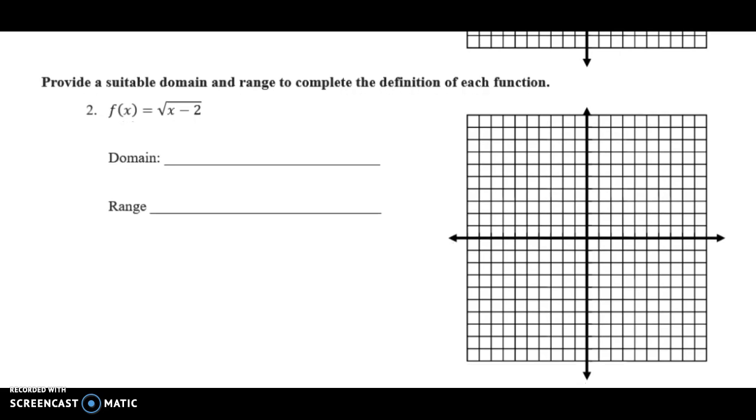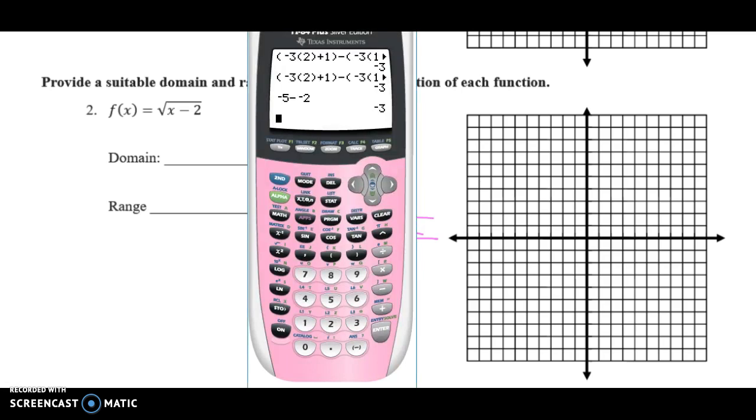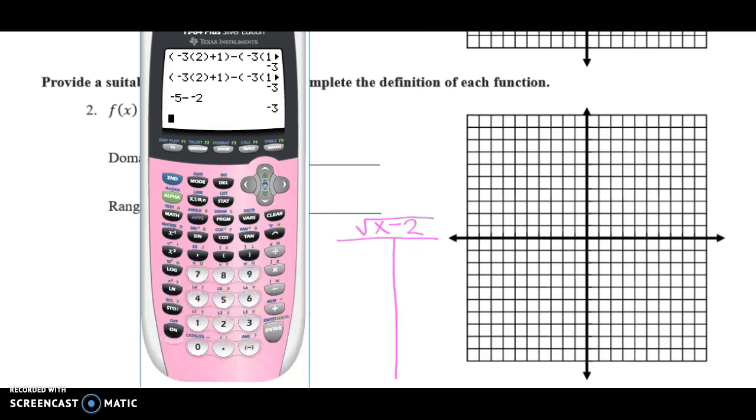So provide a suitable domain and range to complete the definition for each function. So f of x is equal to the square root of x minus 2. Obviously, we need to graph it. That's why this is here. So I'm going to go to my calculator. And my y equals the square root of x minus 2. And my table.